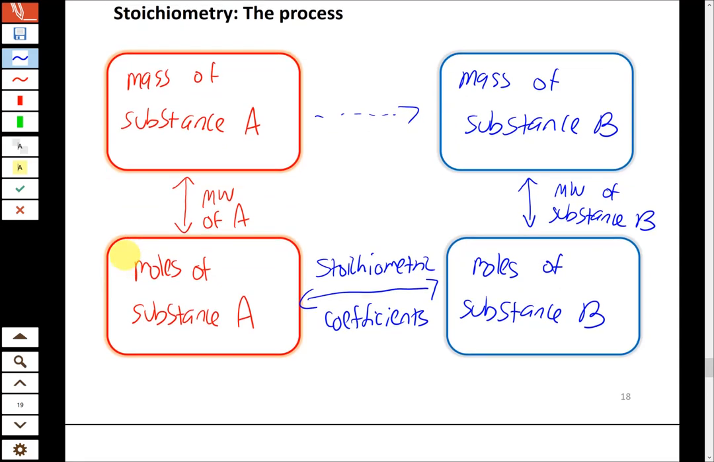Now there is one other slight variation that I'll point out, but it's not going to be as common. We also have Avogadro's number. So what we can do is use Avogadro's number to convert the moles of one substance into the number of atoms or molecules of that substance. Or we can do the same thing for the other substance, use Avogadro's number to convert its moles into the number of atoms or molecules.